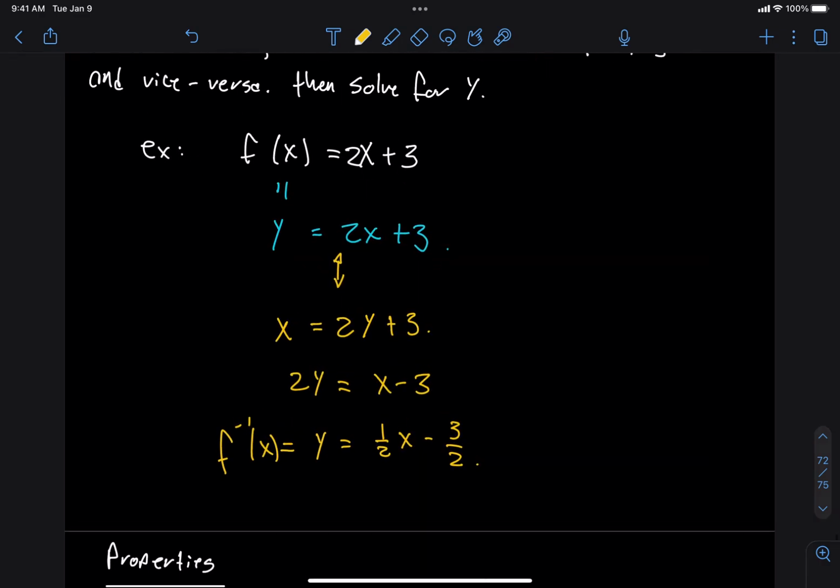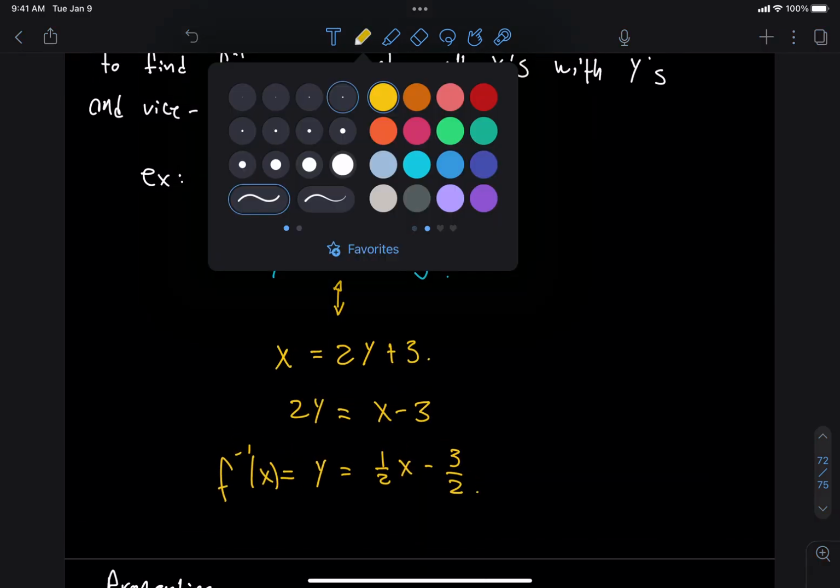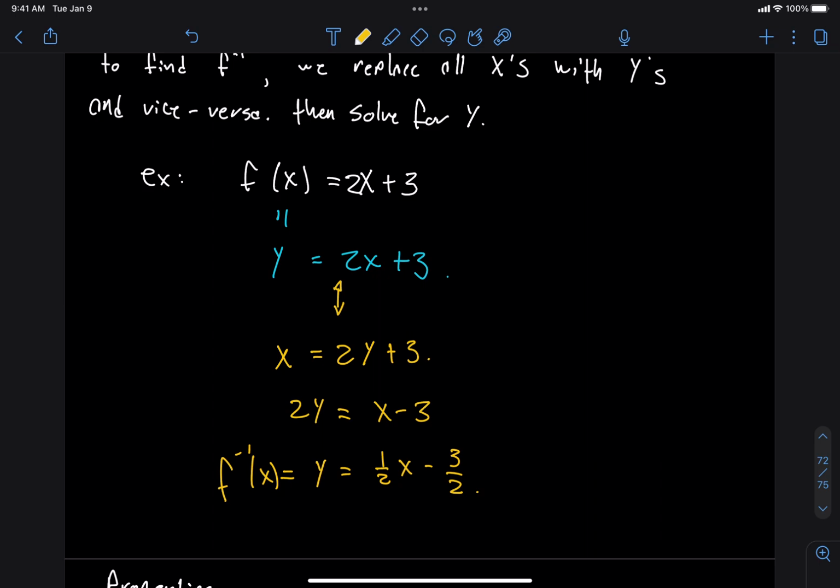So let's check that this inverse function has the properties that we say that it does. So let's try f of 1. If I do f of 1, what am I going to get? I'm going to plug in 1 for x here, and I would get 2 plus 3, which is 5, yeah? Agree? All right, let's see what happens if I do f inverse of 5. I should get back 1, yeah?